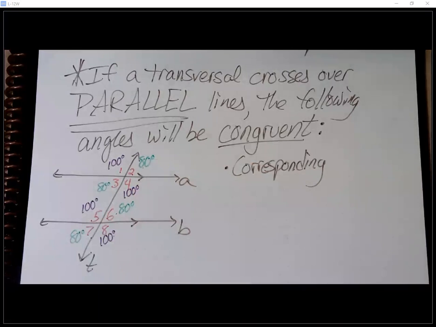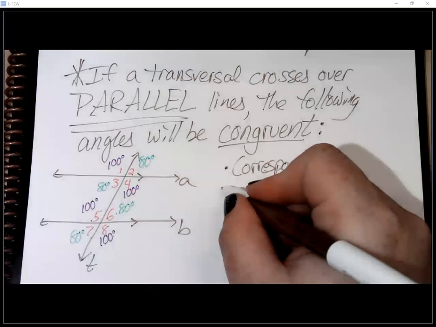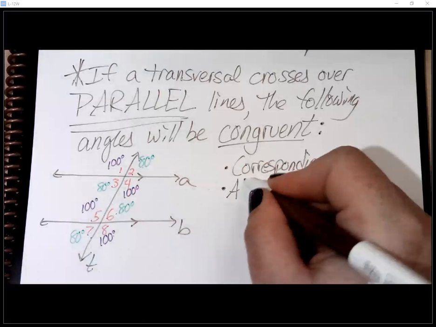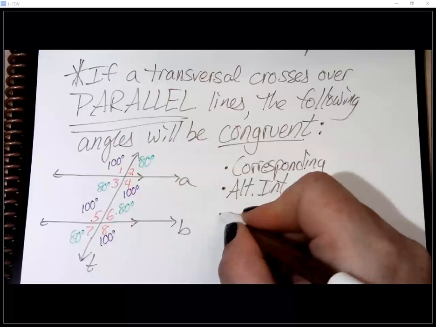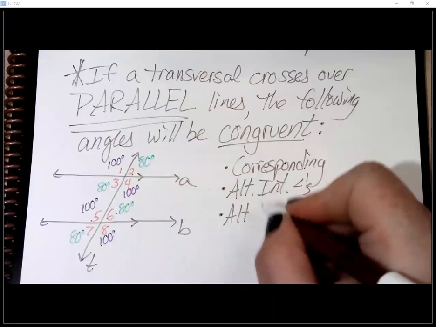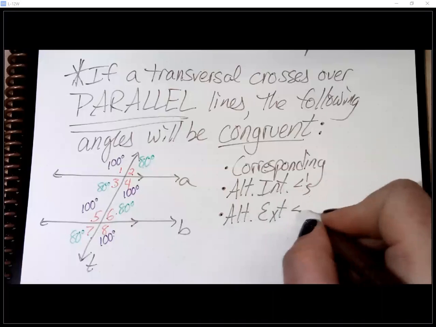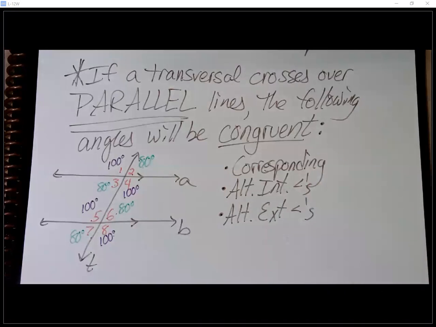What about the alternate interiors? They are also congruent. So if I know for a fact that the lines that are getting crossed by the transversal are parallel, that means not only will corresponding angles be congruent, but so will alternate interiors and alternate exterior angles. I'm going to add vertical angles, even though vertical angles are always congruent. It doesn't matter if they're parallel or not.